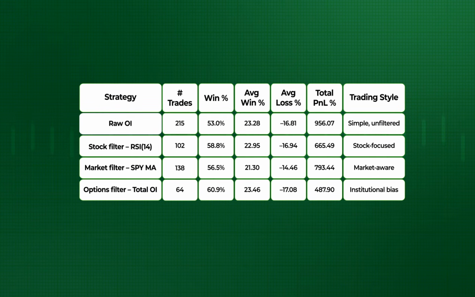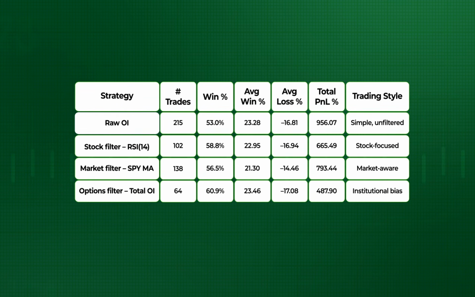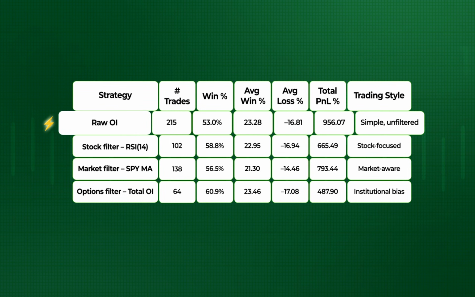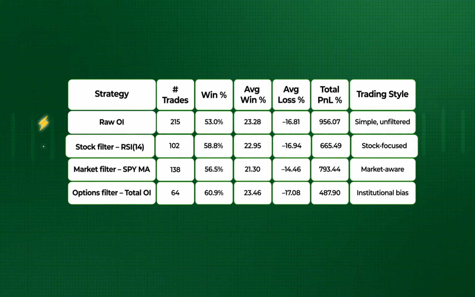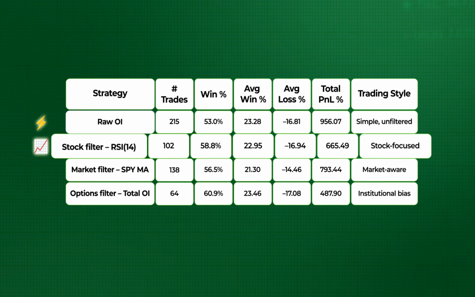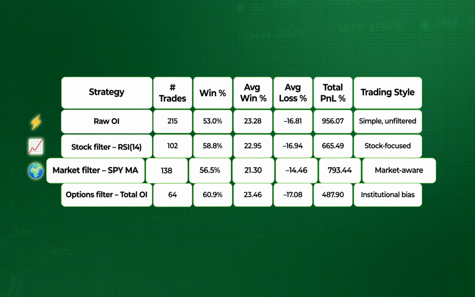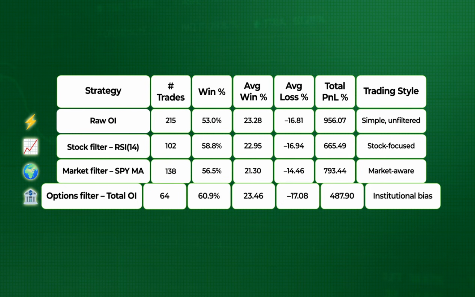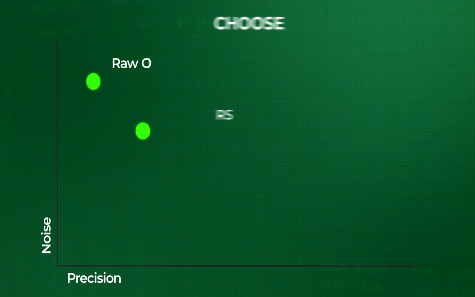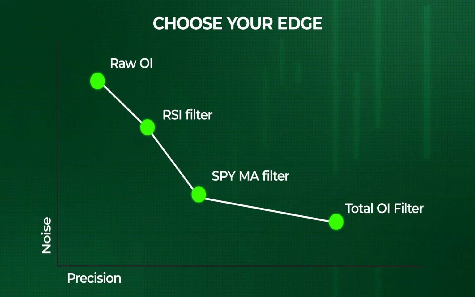Okay, let's put everything side by side. Here you can see how each version of the strategy performs, from the raw open interest signal to the more selective filtered approaches. Each filter adds context. The RSI gives you a read on individual stock behavior. The SPY's moving average aligns your trades with the market trend, and the total open interest filter focuses only where the big players are active. So, every setup tells a slightly different story. Your choice depends on whether you prefer more activity or higher precision.